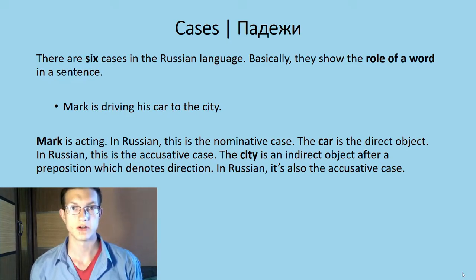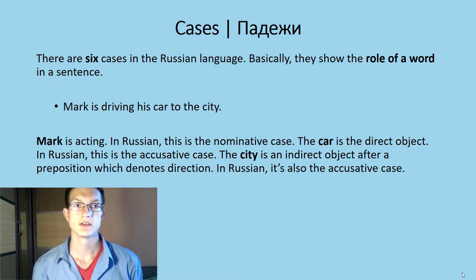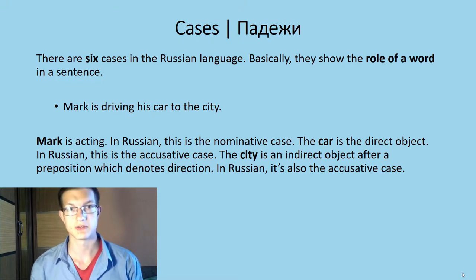Mark is driving his car to the city. Mark is performing an action. He's an actor. So, in Russian, that would be the nominative case. He's driving his car. His car is the direct object. And in Russian, that would be the accusative case. He's driving his car to the city. That is direction. In Russian, that would also be the accusative case.